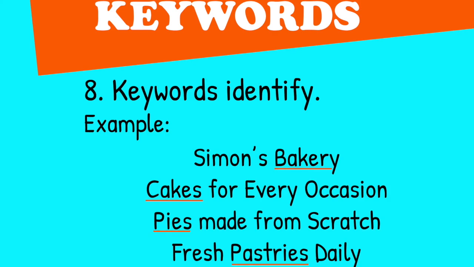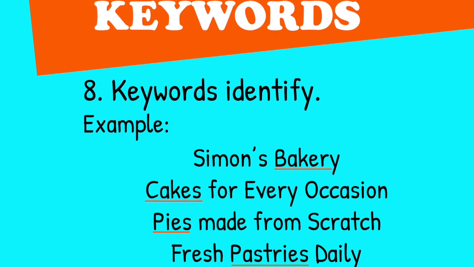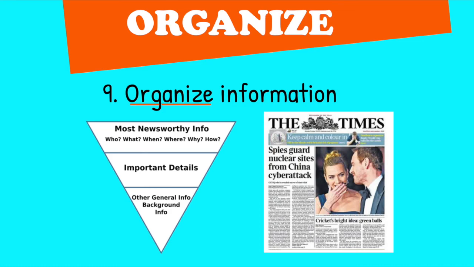We'll be talking more in another tutorial about keywords. They are important. Google loves keywords and they can help people find your website. Number 9, you need to organize your information. We've already talked about hierarchy, and content hierarchy is pretty much the same thing.